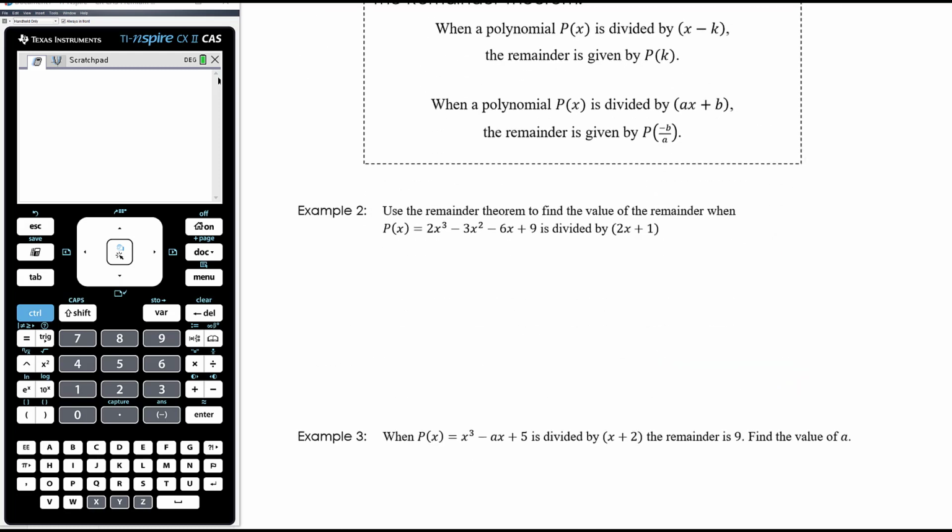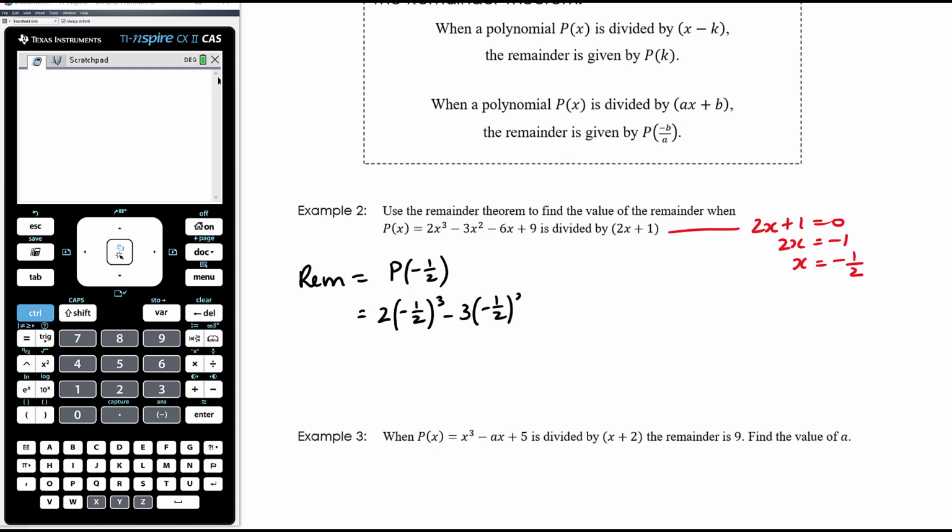Okay. Use the remainder theorem to find the value of the remainder when P of x is that cubic and when that cubic is divided by 2x plus 1. So 2x plus 1 would equal 0 when x is equal to negative a half. So the remainder is going to be P of negative half. So we're going to substitute negative half into the polynomial: negative half cubed minus 3 times negative half squared minus 6 times negative half plus 9. I'm just going to move that up because we're going to be a bit tight for space.